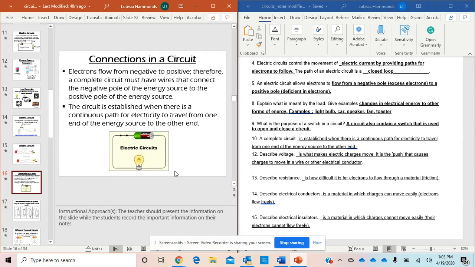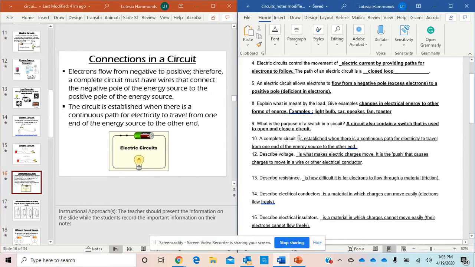All right, so electrons flow from negative to positive. Therefore, a complete circuit must have wires that connect the negative pole of the energy source to the positive pole of the energy source. The circuit is established when there's a continuous path for electricity to travel from one end of the energy source to the other end of the energy source.